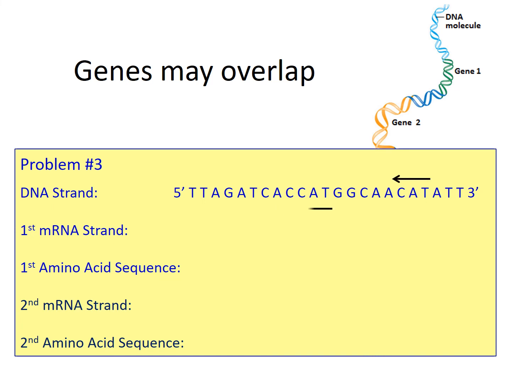Here's one, here's another. So you're going to be able to transcribe two different mRNA strands of different lengths, and each of those mRNA strands will encode its own amino acid sequence. This is how genes overlap on a DNA molecule.